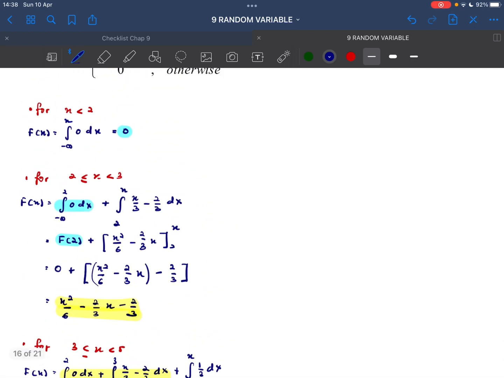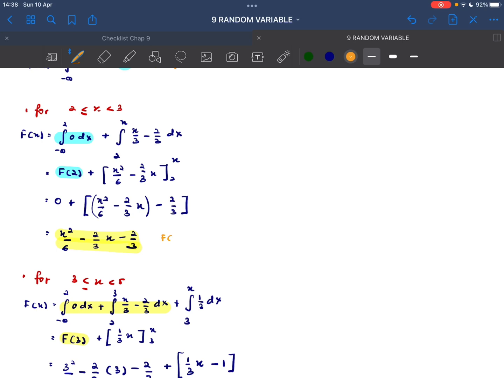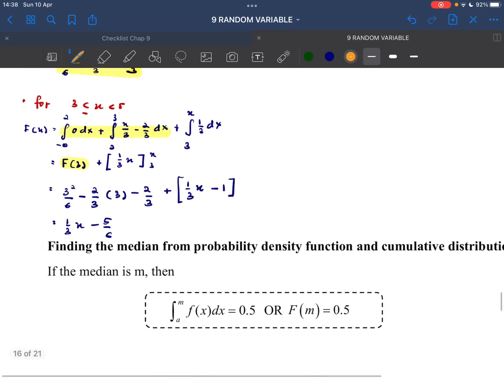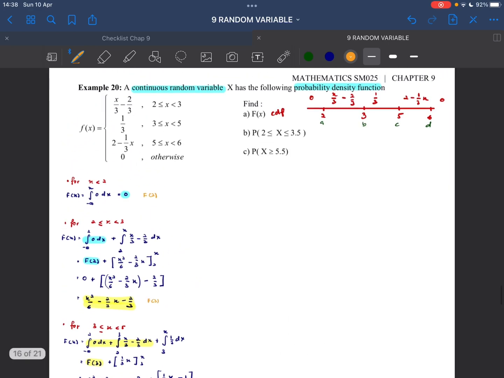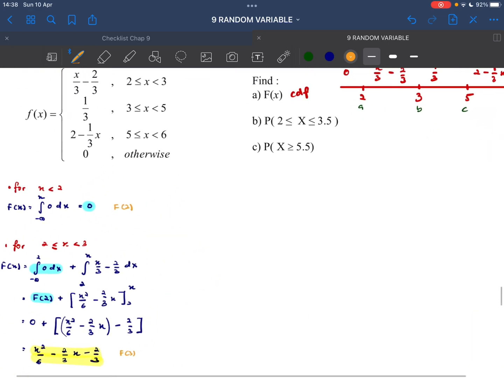So actually this one will be your F(a), this is your F(2), this is your F(3), this is your F(5), and the last one is F(6). It follows a, b, c like that. Right, so let's go to the second last range here.